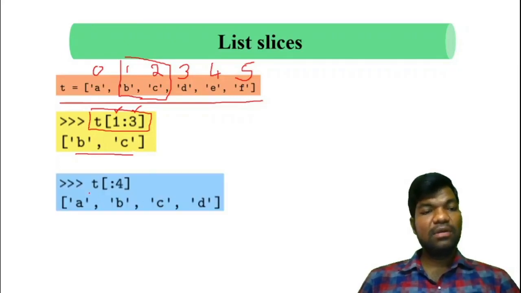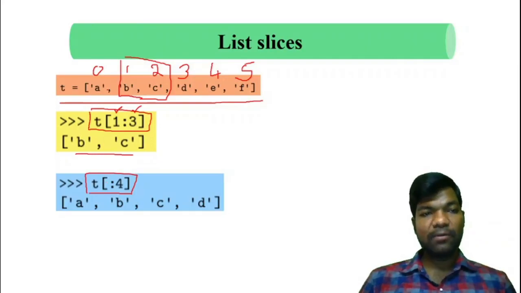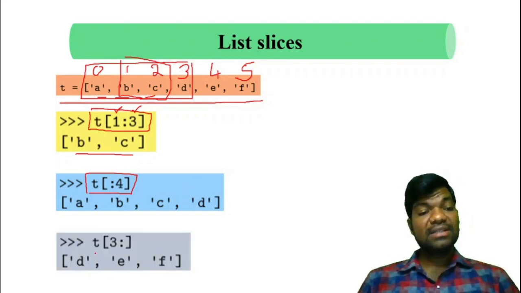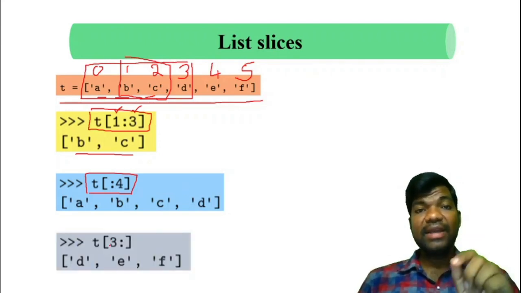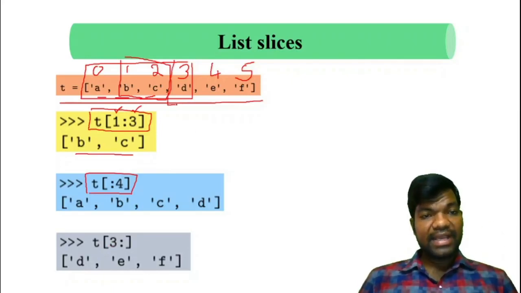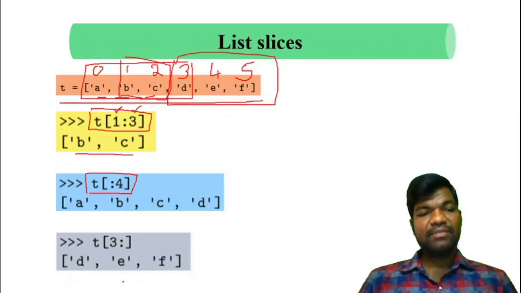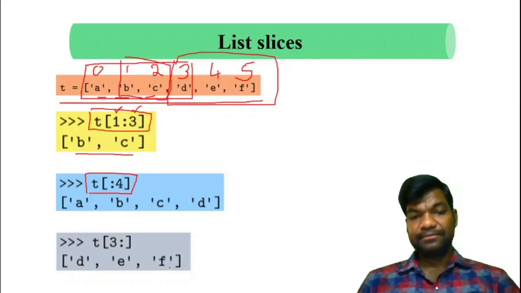Check another example. Here there is no starting point, I am giving only the ending point. No starting point means it will always start with 0, so A, B, C. It ended with 4, so it will print A, B, C, D. Next, T of 3 has a starting point but no ending point, so from D up to the end is printed: D, E, F.